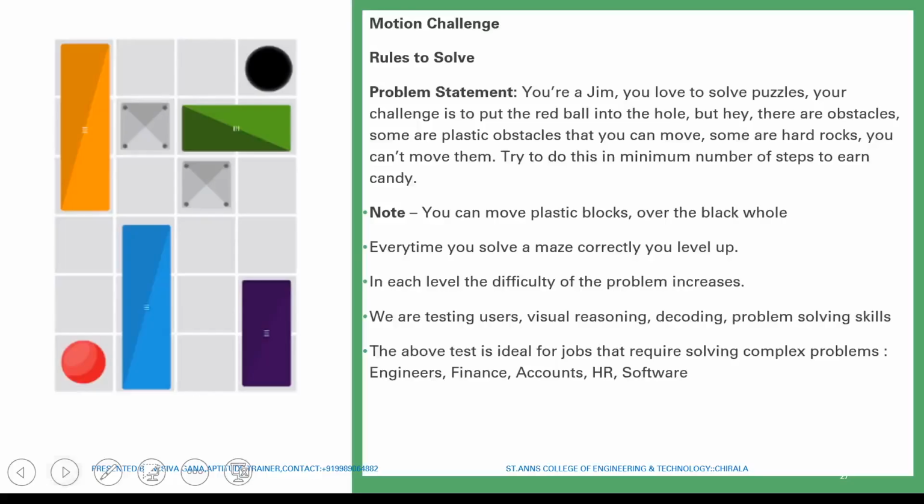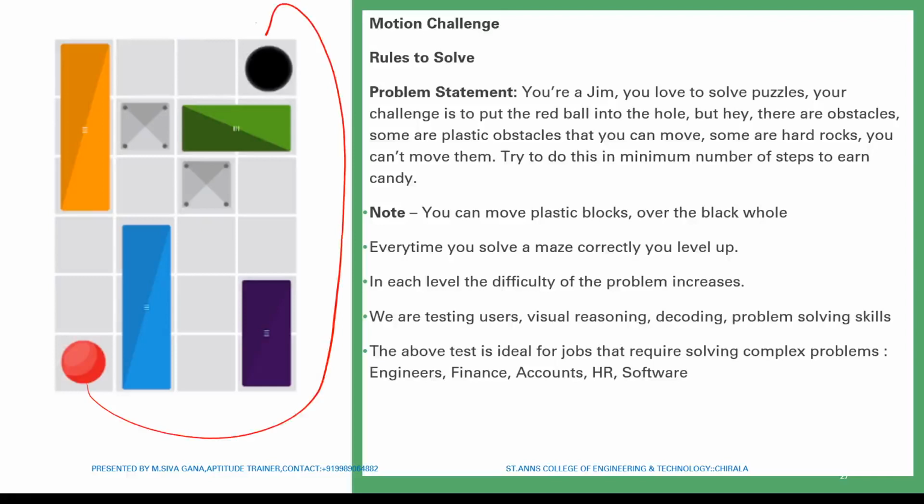Accuracy. Now motion challenge. I think in your mobiles or in the newspaper you must have seen such games. Motion challenge game, right? Now what we have to do is, you need to bring this red ball to this hole by performing different operations, by moving the objects. This is a moving object, this is a moving object, this also, this also. And the immovable objects are rocks. This is a rock, which is an immovable object, and this is also a rock.